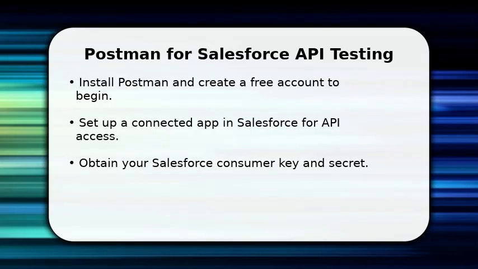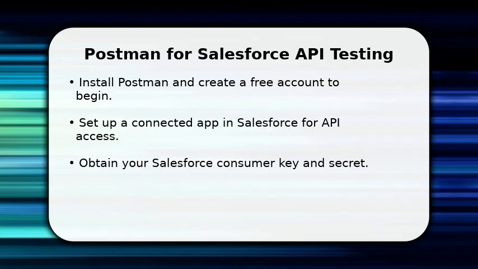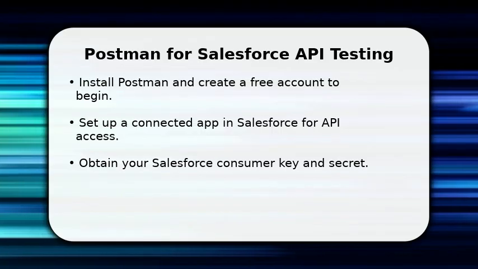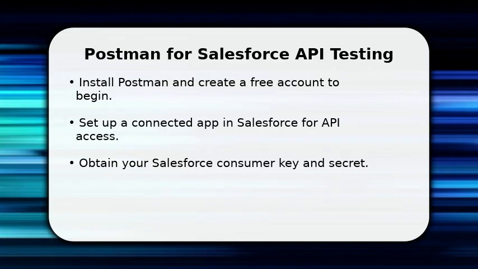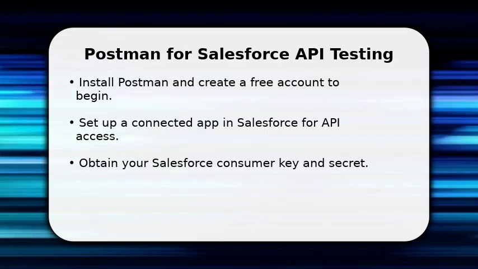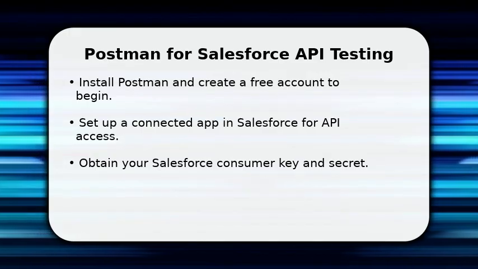In this video, I will explain how to use Postman for API testing in Salesforce. First, install Postman and create a free account. Next, set up a connected app in your Salesforce organization to enable API access. You will need to obtain your consumer key and secret from this connected app. Finally, configure Postman with your Salesforce instance URL to prepare for authentication.